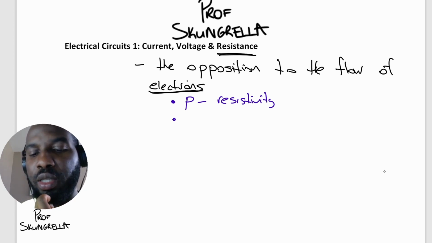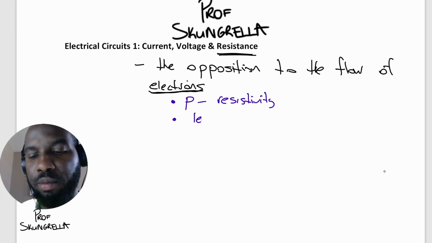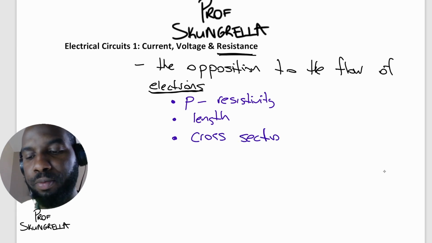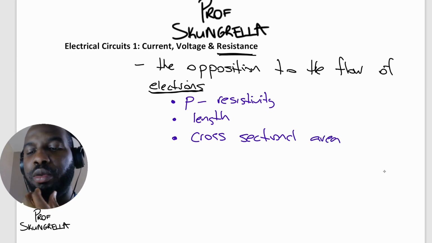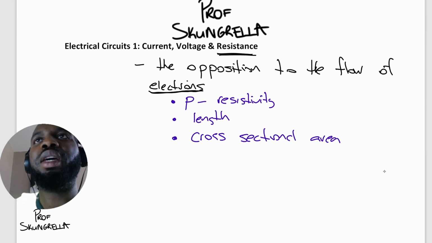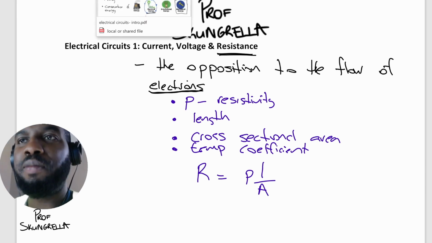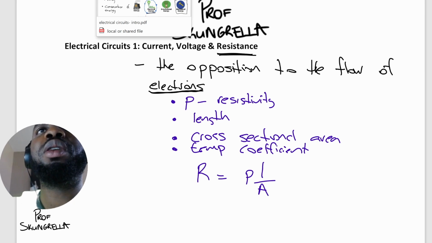Resistance is also based on the length of the material. So the longer the material, the more resistance it is going to have as well. And the cross-sectional area of the material. All of these things determine the resistance of a particular material. Again, the length of the material, the resistivity, and the cross-sectional area. We actually have an equation that we can use to calculate the resistance of any material. Temperature coefficient: as the temperature increases, the resistance of that material will increase, and vice versa.